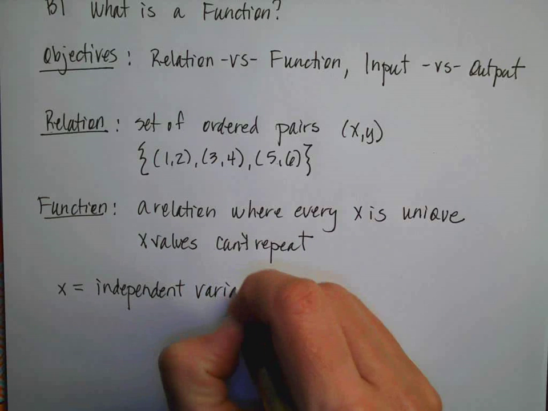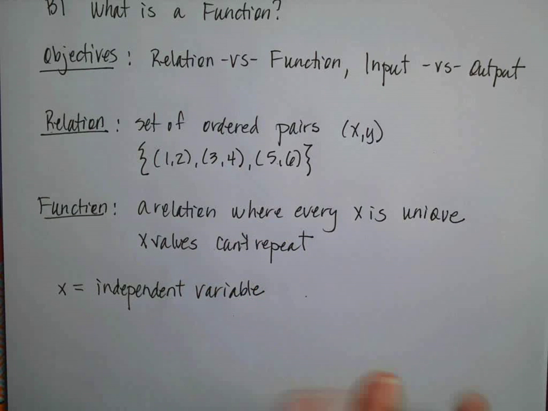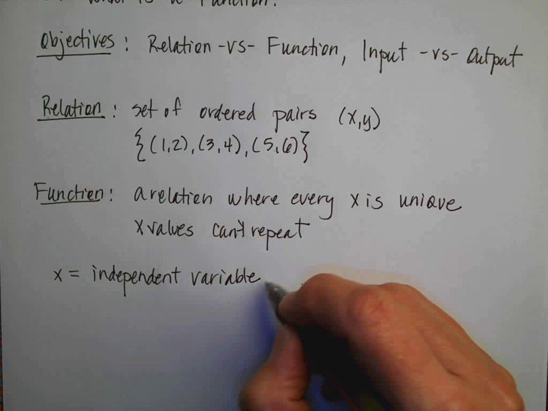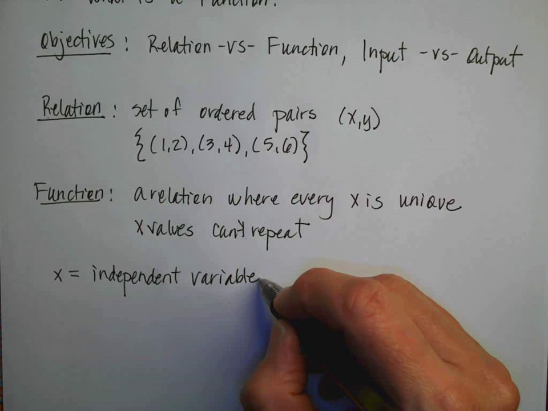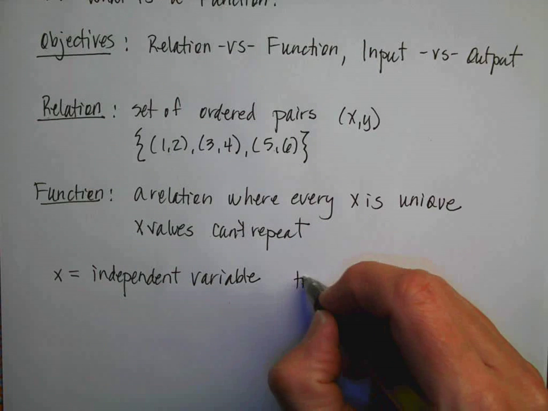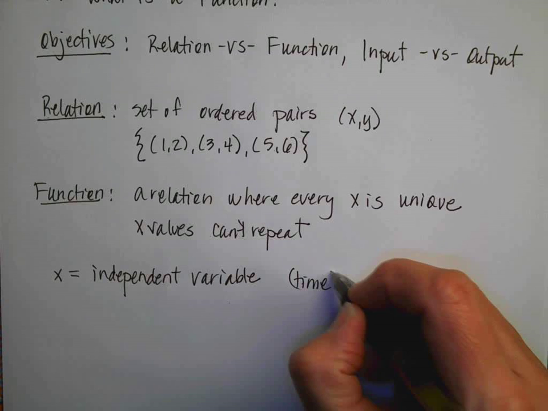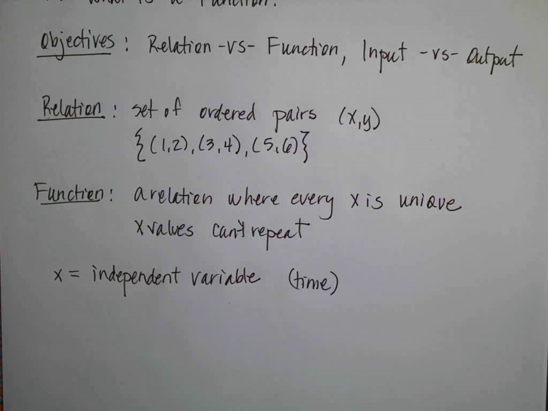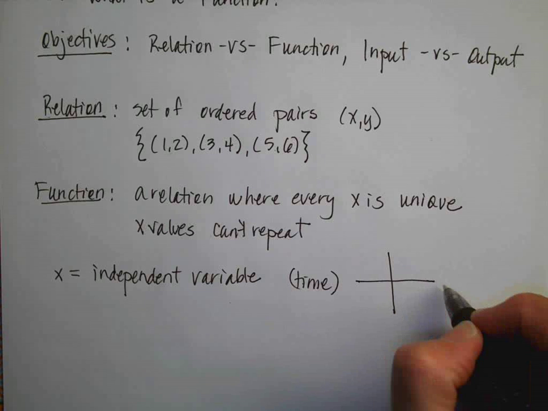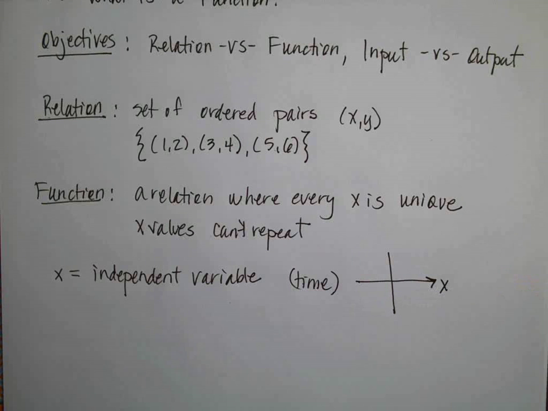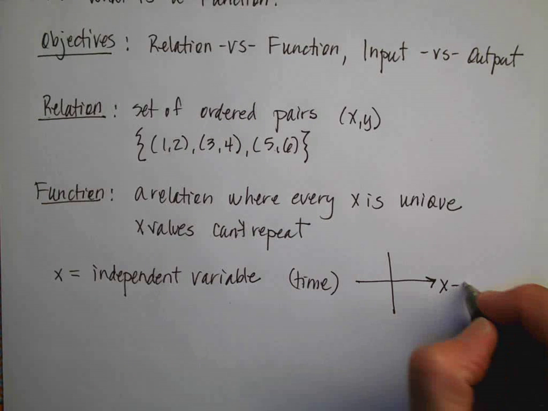X is going to be called our independent variable, and an independent variable means that I can have no impact on the variable. I can't change the value. So typically an example would be time. I can't change or manipulate time, so time would be the independent variable, and if we're graphing, it would be on the x-axis, okay?